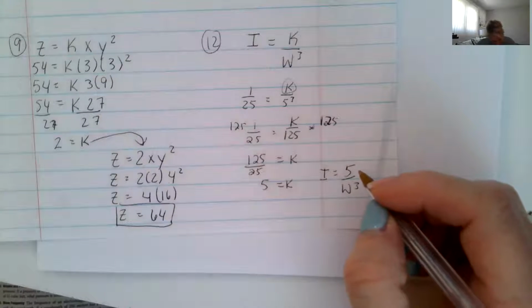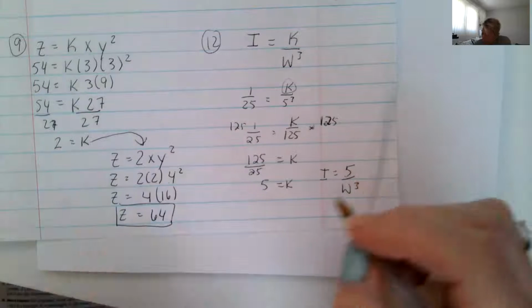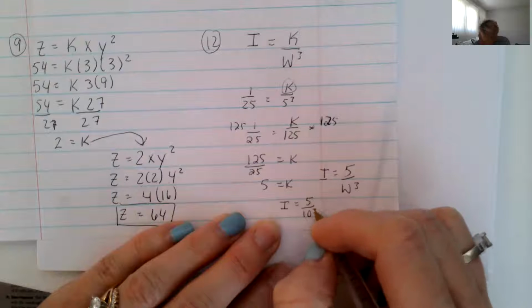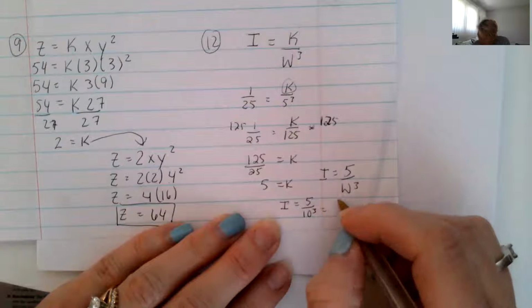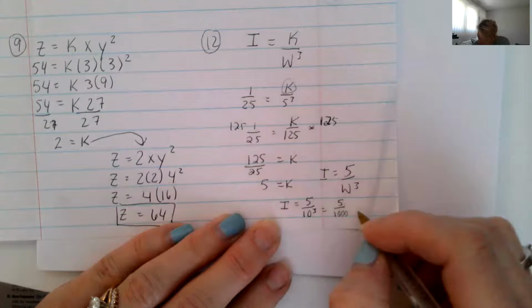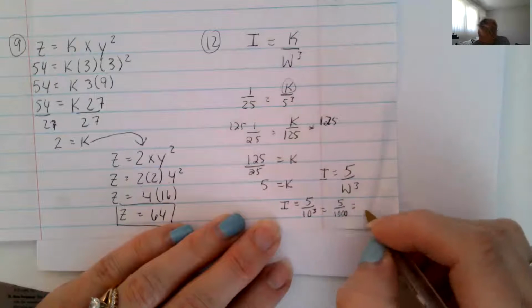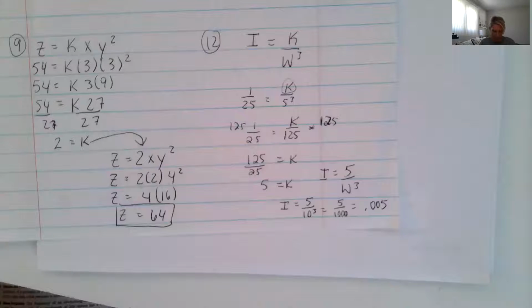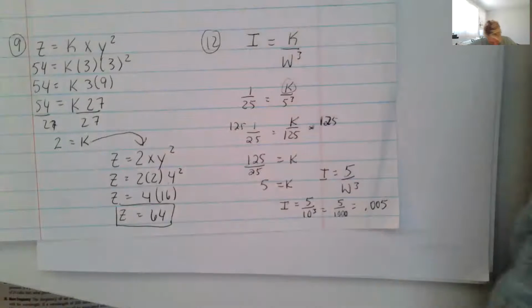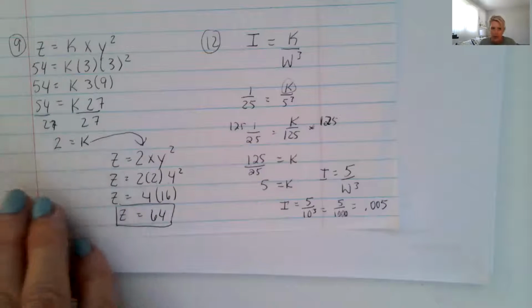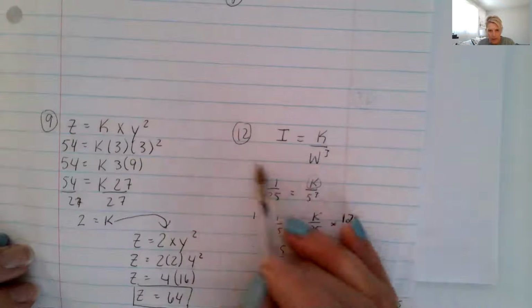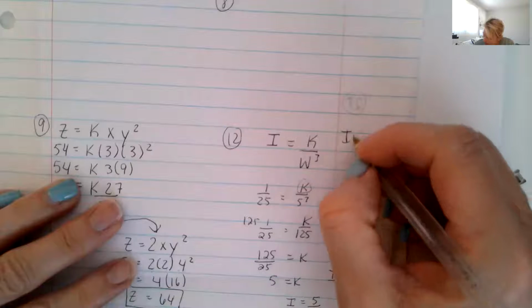Then the new scenario says find I when w equals 10. So I equals 5 over 10 cubed, which equals 5/1000, or 5 thousandths. So this was a joint direct variation on number 9, and 12 is an inverse variation.